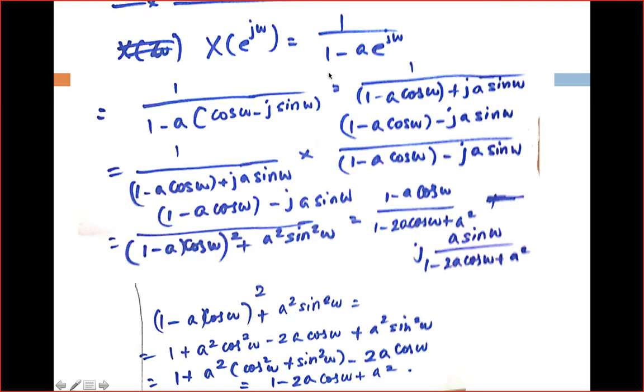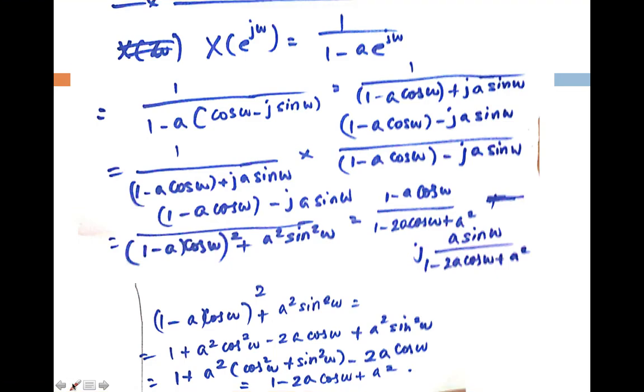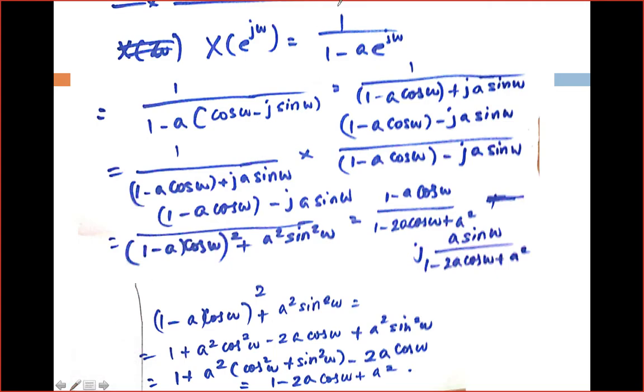For that, I am going to write X of e power j omega is equal to 1 by 1 minus a into e power minus j omega. I'm just expanding e power minus j omega as cos omega minus j into sin omega, simply substituting using Euler's theorem. So the equation will be 1 by 1 minus a into cos omega minus j sin omega. Now I am going to separate the real and imaginary parts of the denominator. Then I'll get 1 by 1 minus a cos omega plus j into a sin omega.